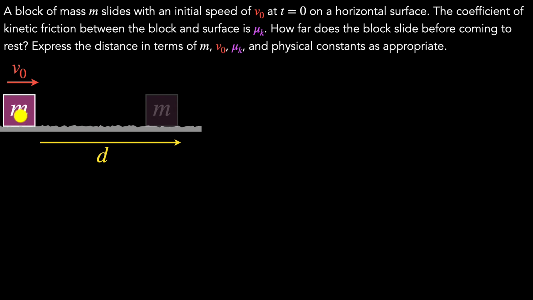Well, one way is we can use the free body diagrams to calculate the net force on this block. And then from there, use Newton's second law to calculate the acceleration as a function of time. And then from the acceleration, we can calculate velocity as a function of time, and then the position as a function of time. And then we can find out how much the position has changed. So that's one way to do that.